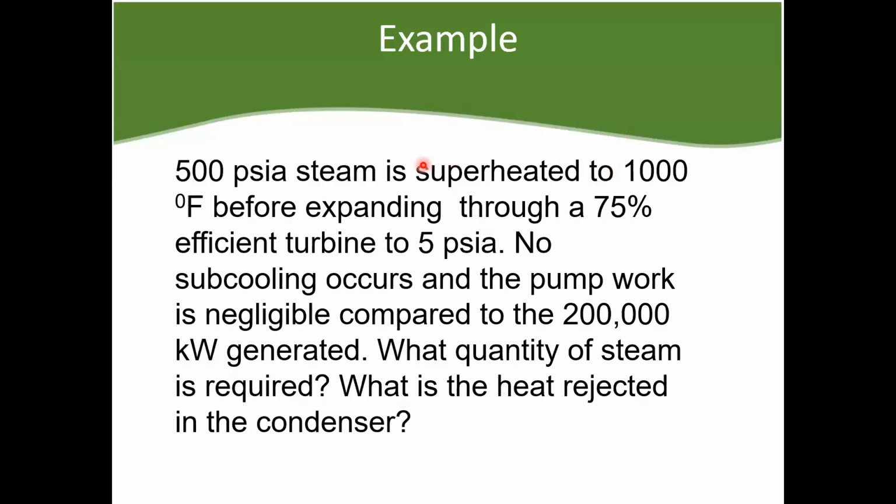So now we move on to an example problem. Let's read it first. 500 psia steam is superheated to 1000 degrees Fahrenheit before expanding through a 75% efficient turbine to 5 psia. No subcooling occurs and the pump work is negligible compared to the 200,000 kilowatt generator. It's weird, it mixes the British units with the SI units. What quantity of steam is required? What is the heat ejected in the condenser?